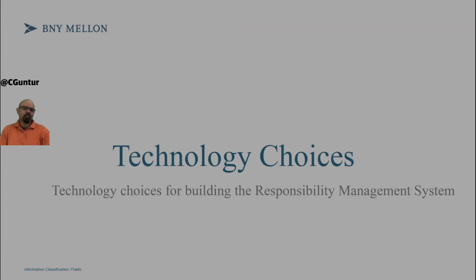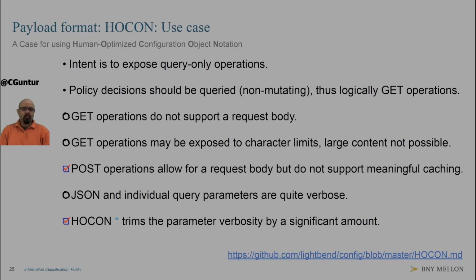What were the technology choices we used to build this? We'll first start by looking at three different technology choices that were very important to us. The first one being the payload format. Our intent was to expose query-only operations. Policy decisions are non-mutating, so they should be simply GET operations. However, GET operations do not support a request body, and one of our requirements was to have a request body to be able to process incoming service inputs.